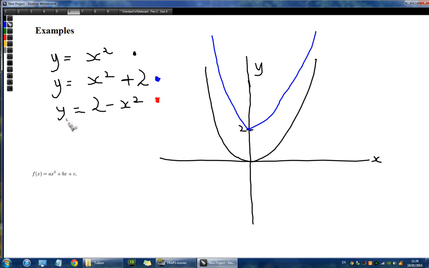With the second graph, y equals 2 minus x squared, the intercept is again 2, so it's going to cross here, but the coefficient of x squared is minus 1. It's a negative term, less than 0, so it's going to do something like this.